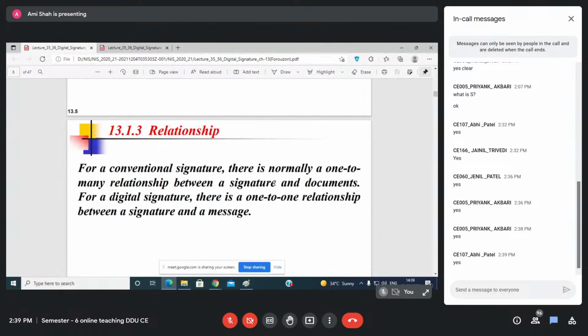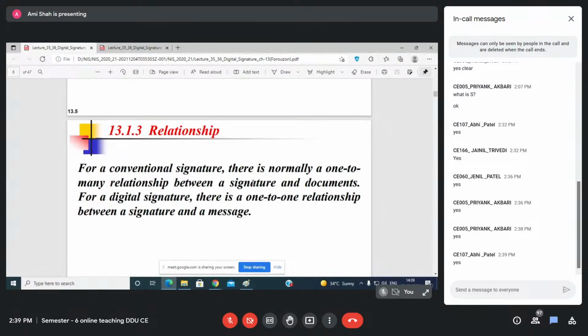But for a digital signature, what happens? There is a one-to-one relationship between a signature and a message. So each message has its own signature. The signature of the message cannot be used in another message.